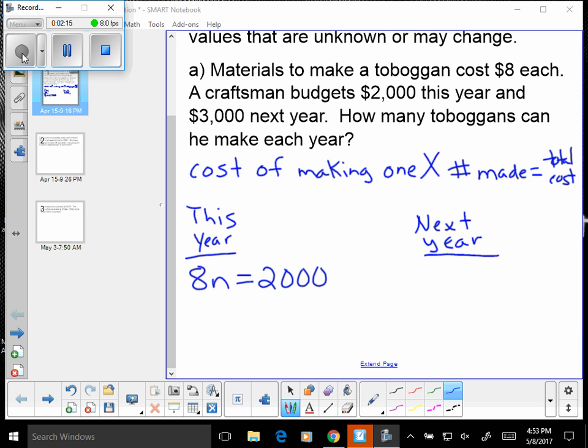If you look at this equation, this is a one-step multiplication equation, which means we need to divide both sides by 8. N is going to equal 250 toboggans.